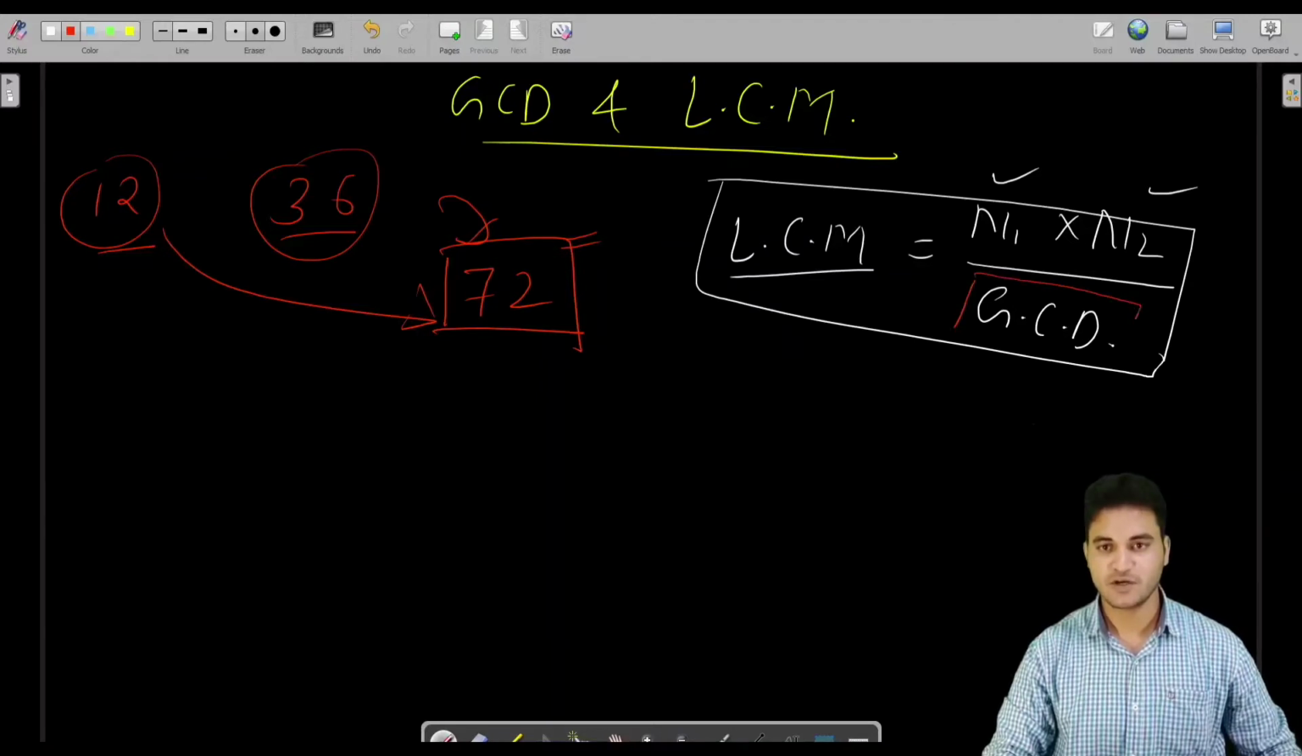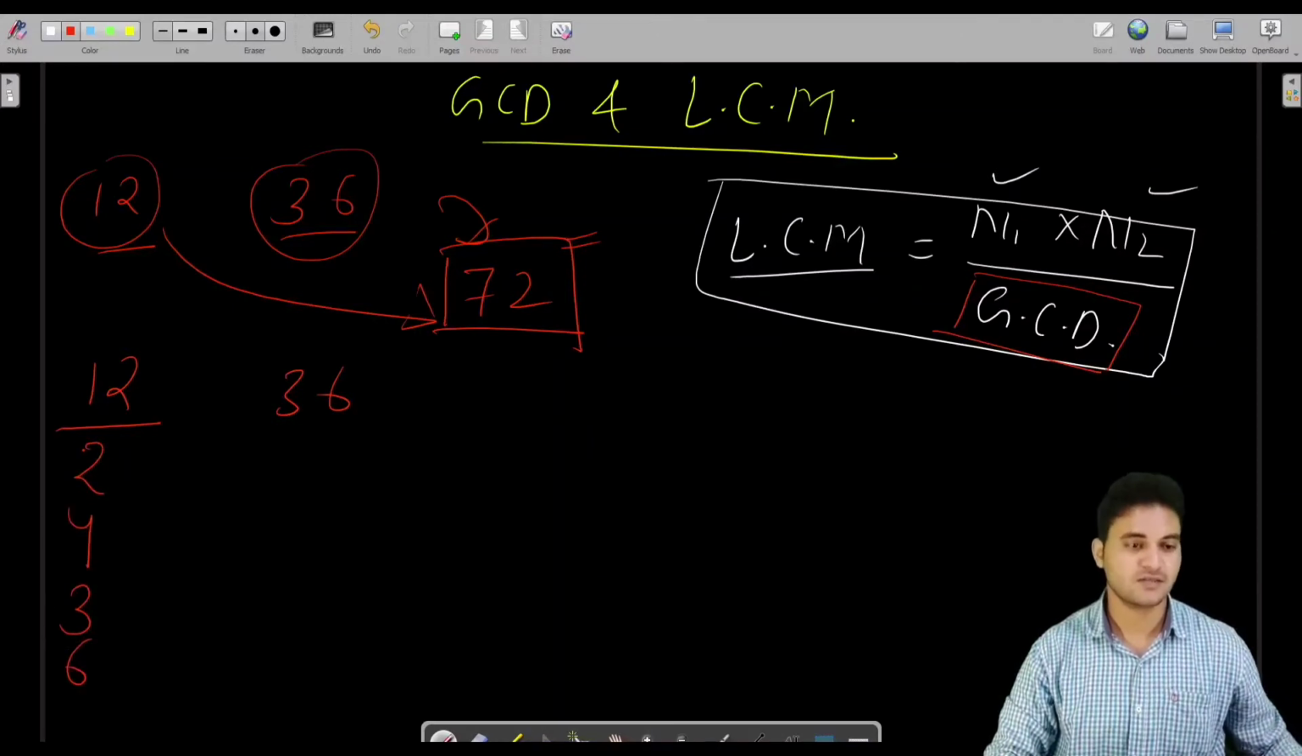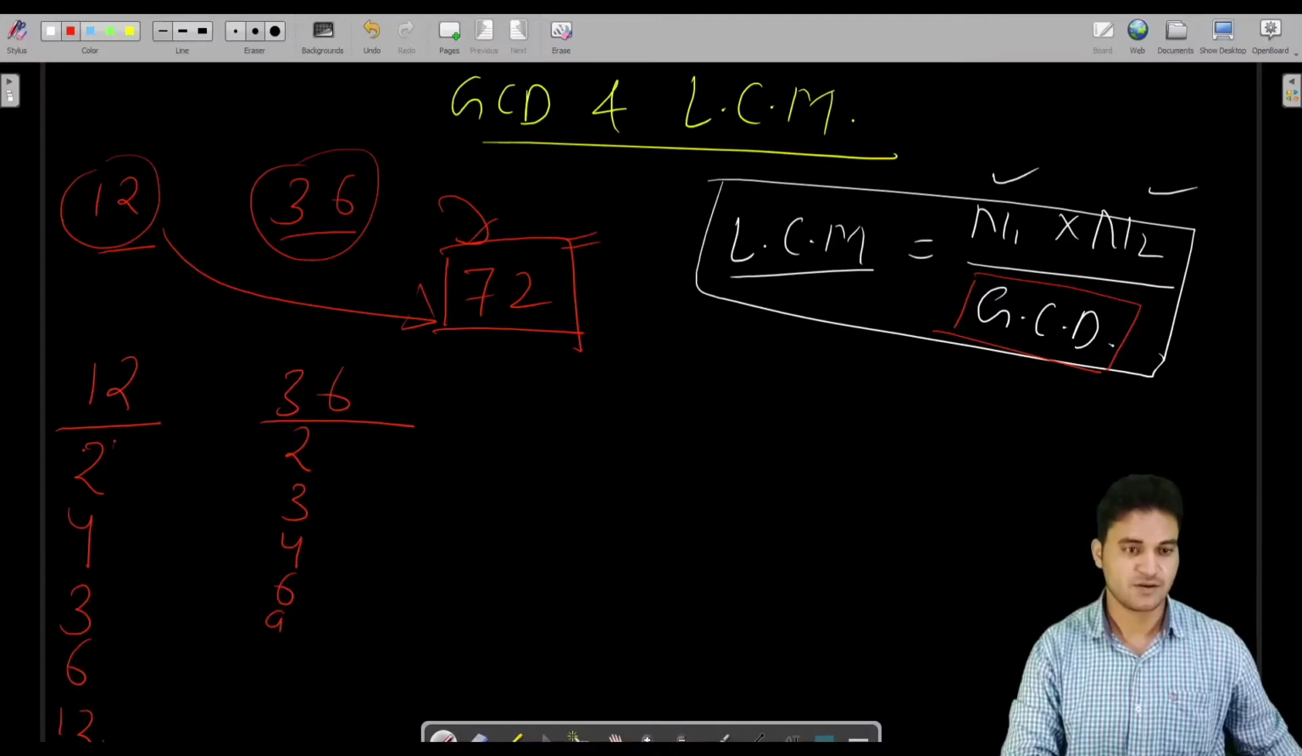And greatest common divisor is what? Let us say we have 12 and 36. What are the divisors of these? 2 can divide 12, 4 can divide it, 3 can also divide it, and 6 can also divide it, and yes, 12 can also divide it. And what are the divisors of 36? 2, 3, 4, 9, 6, 12, 18, 36.